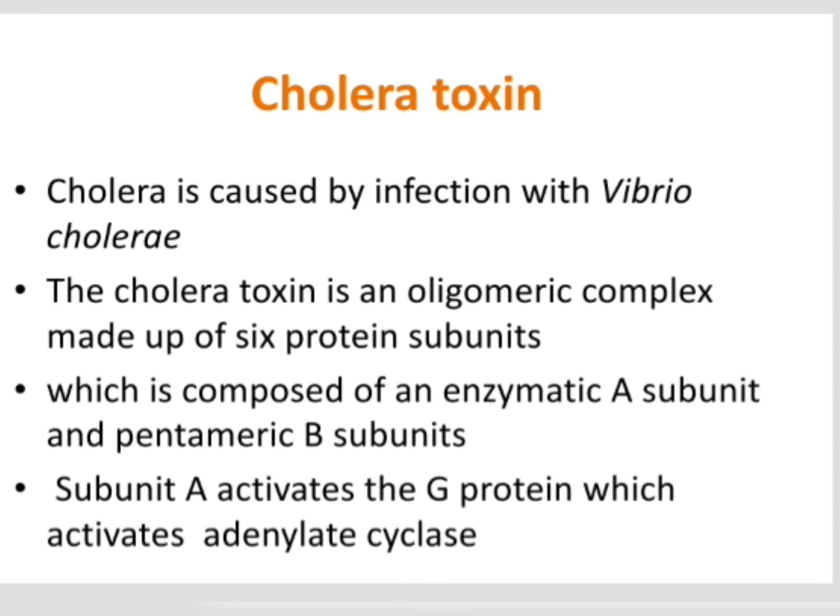Cholera is caused by Vibrio cholerae, and Vibrio cholerae produces cholera toxin. Cholera toxin is an oligomeric complex composed of 6 protein subunits. 5 of these subunits are B subunits and there is a single A subunit, which is enzymatic in nature, and this subunit A activates the G protein, which in turn activates adenylate cyclase.